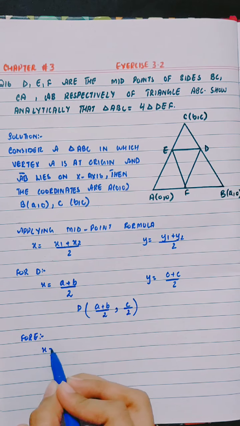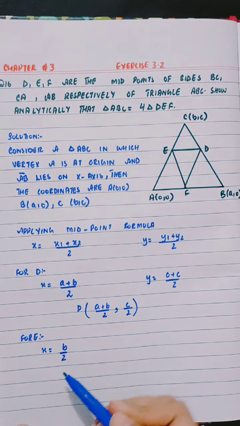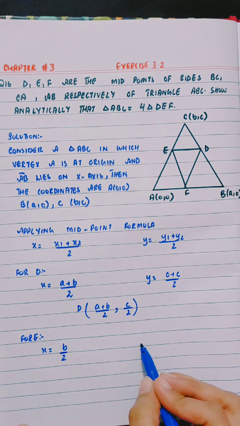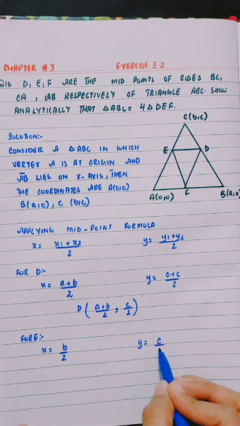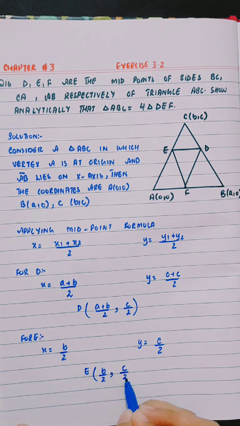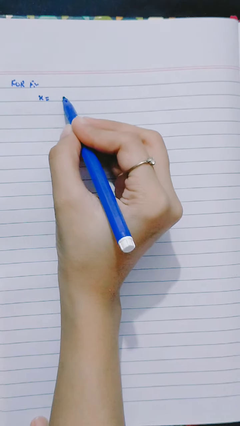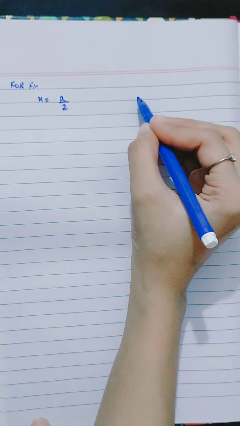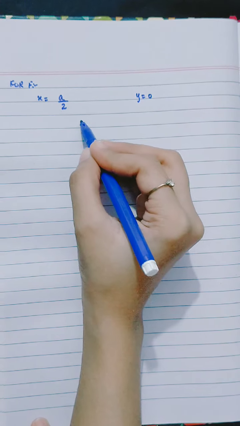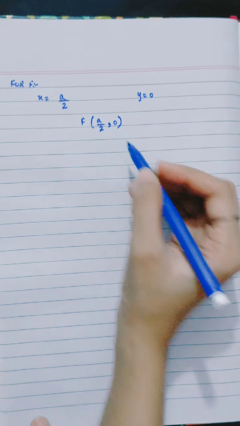Now for E, x is equal to 0 plus b divided by 2, so b by 2, and y is equal to c over 2. So the coordinates of E are (b by 2, c by 2). Now for F, x is equal to a by 2 and y is equal to 0. So F is (a by 2, 0).